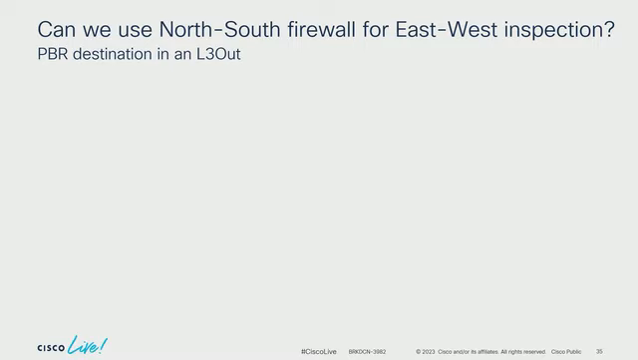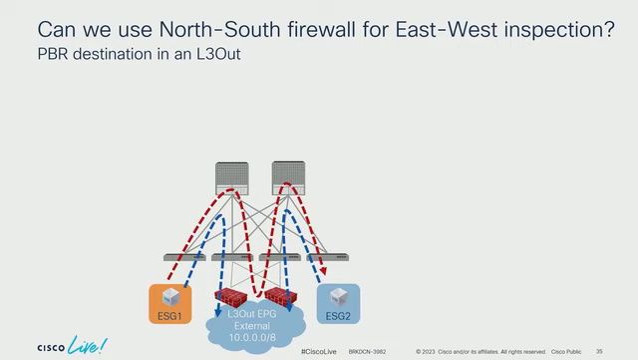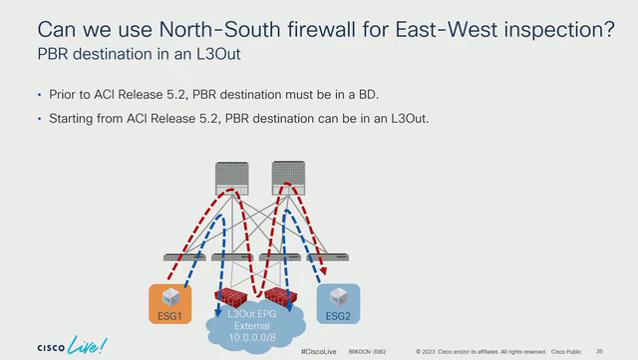The last question is, can we use the same firewall for both north-south and east-west? So here's an example. You have a perimeter firewall connected to the fabric as an external router through L3 out. Then, for north-south traffic, you don't need PBR. It's based on routing. At the same time, you want to use the same firewall interface for east-west. Then the PBR destination is in an L3 out instead of a bridge domain. Originally, the PBR destination must be in a BD, but we found out that's a valid use case, so we added support for a PBR destination in an L3 out.